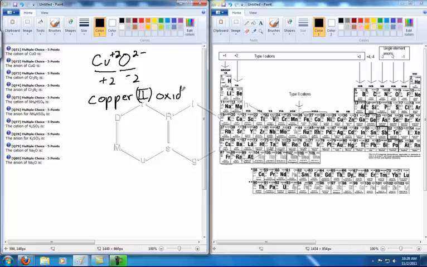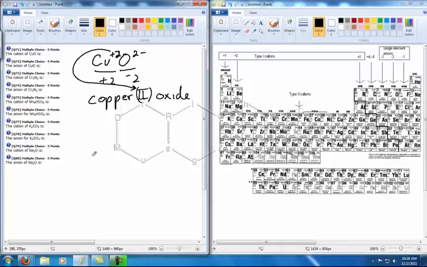oxide, where the copper 2 comes from here, because we need to put the charge in the actual name, because copper is one of these type 2 cations. We don't know what charge it's going to have. It could be +1 or +2, so we have to put it in the name.